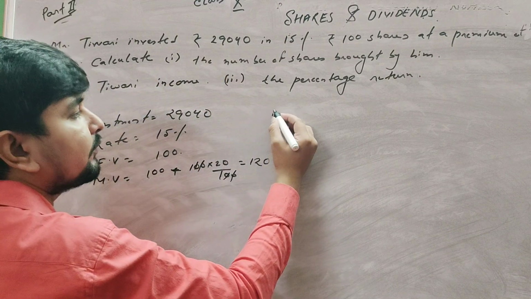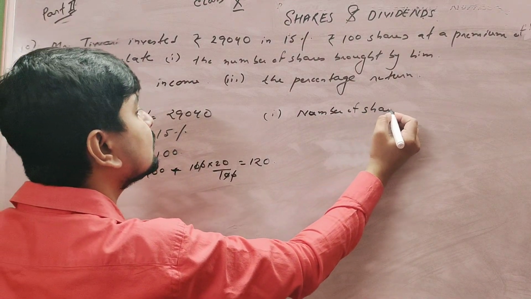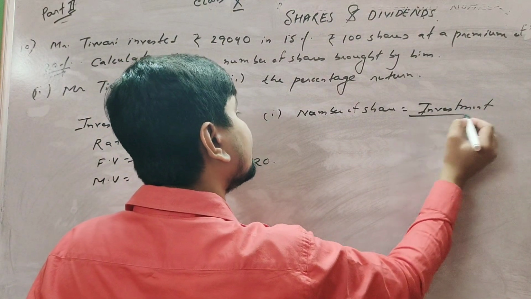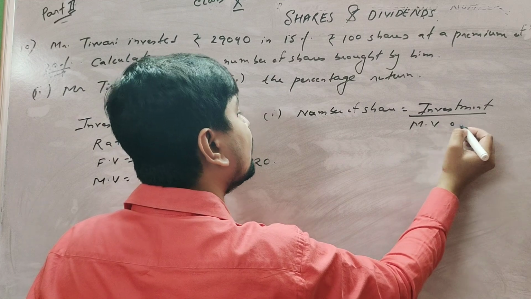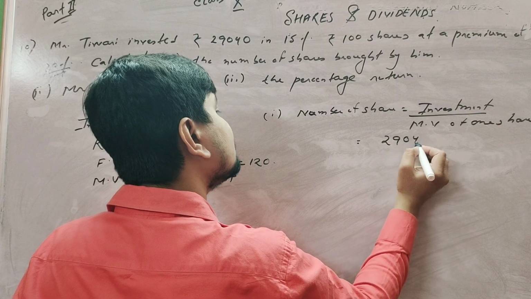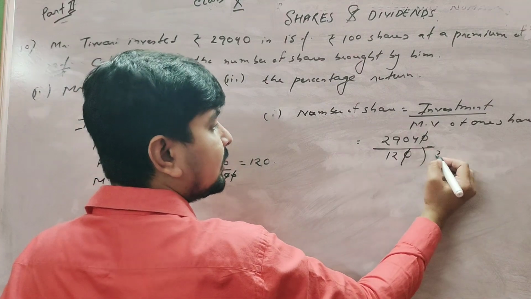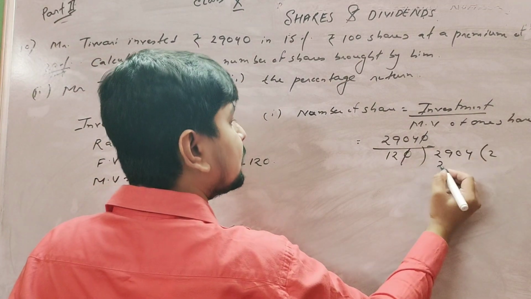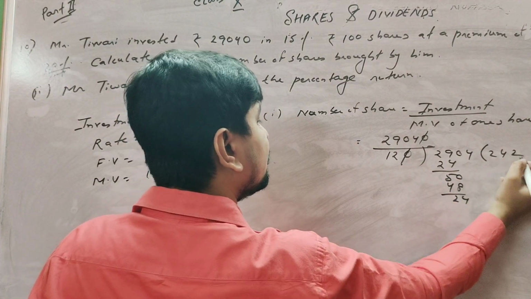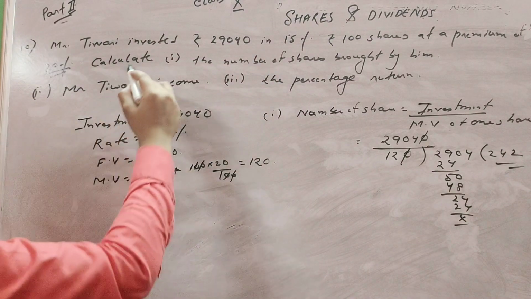So we know that the formula of number of shares equals investment by market value of 1 share. Clear? So investment is 29040 and market value is 120. So 0 cut it down, 2904, 2 fours are 8, 2 twos are 4, 2 times 4 is 8, 2 times 2 is 4. So the number of shares is 242. Done. First question is complete.